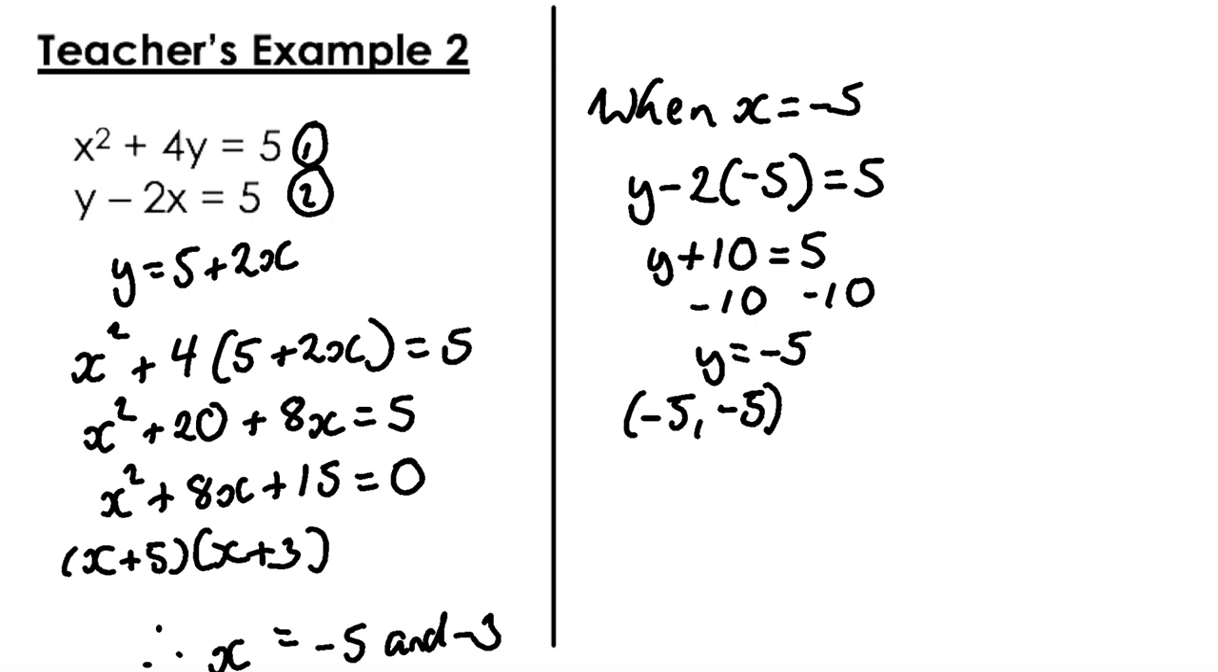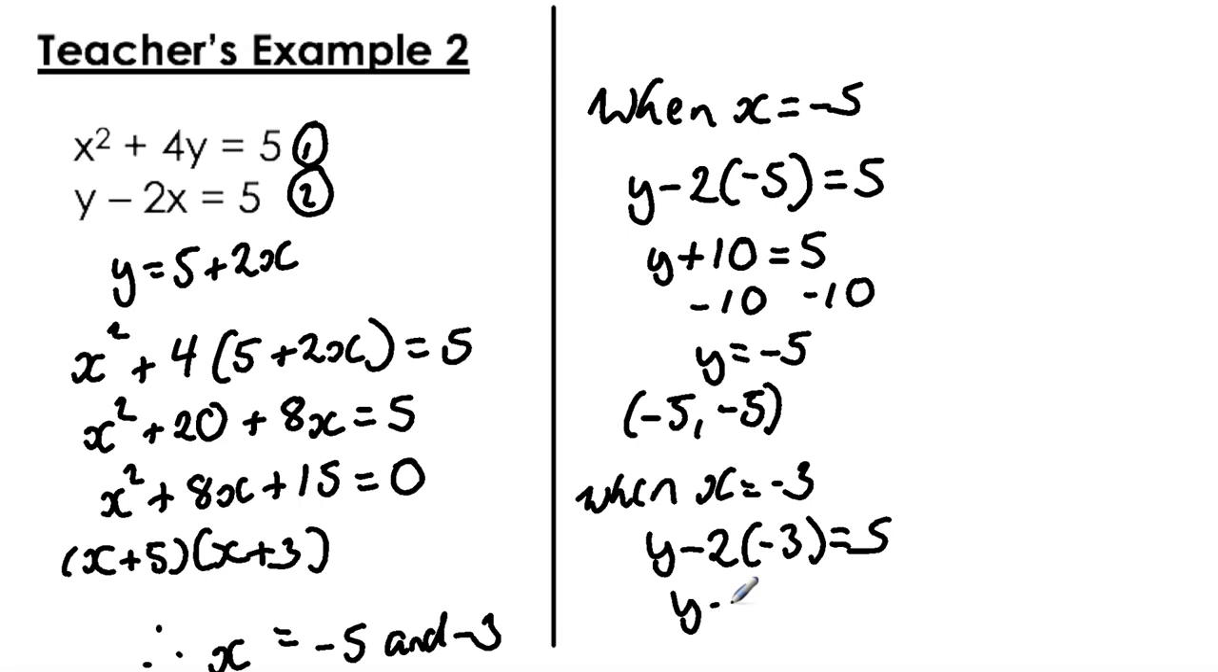Now, to find the other point, we're going to substitute x equals minus 3 into equation number 2. So when x equals minus 3, we have y minus 2(minus 3) equals 5. y plus 6 equals 5. Subtract 6 from both sides. Therefore, y is equal to minus 1. So the line intersects at (minus 3, minus 1). So our final answers are (minus 5, minus 5) and (minus 3, minus 1).